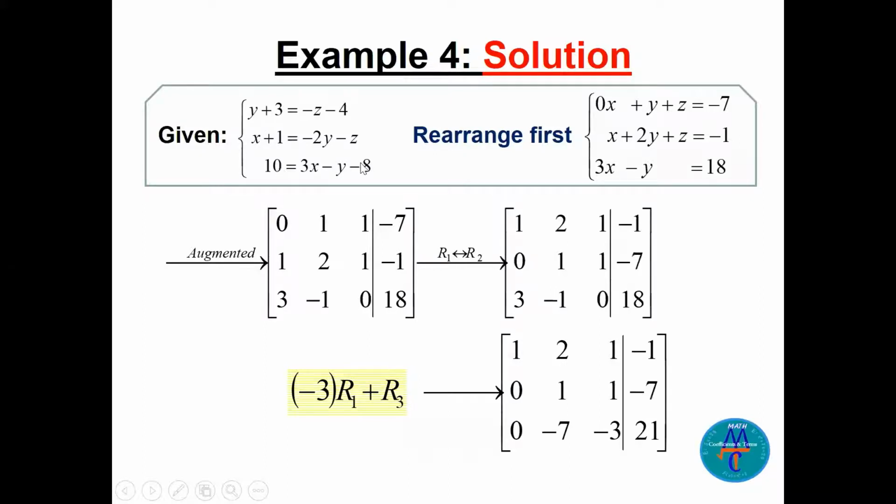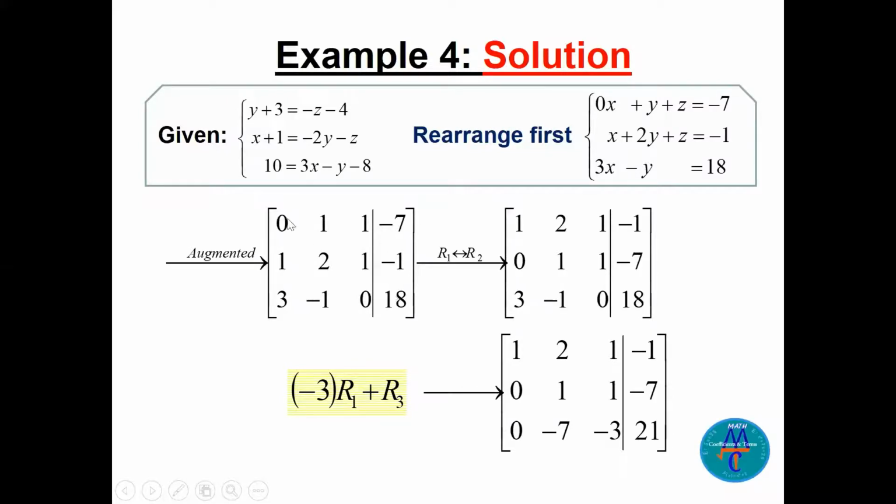Bring the 10 there, minus 18. Now you can say 3x minus y, there is no z. Now you have to take it on the other side for sure. That will be 18. Now look at the system. Please make sure you understand exactly what happened here to make the system arranged. Now I write the augmented matrix: 0, 1, 3, 1, 2, minus 1, 1, 1, 0, minus 7, minus 1, 18.